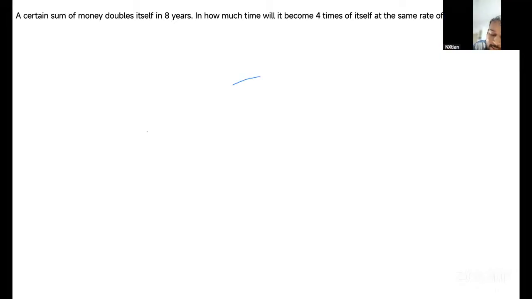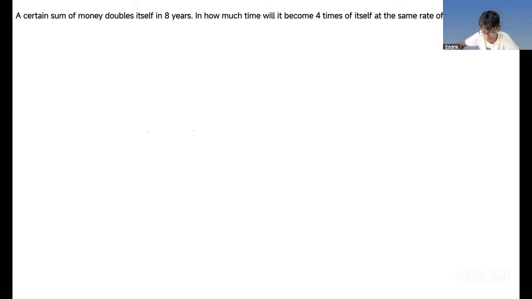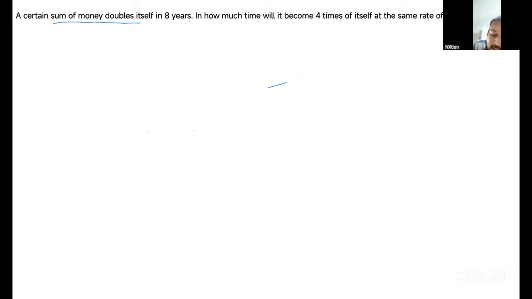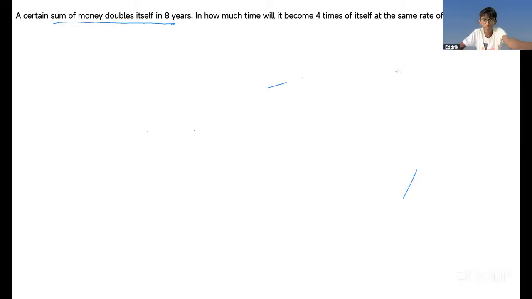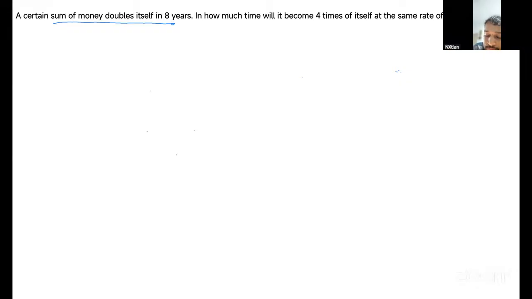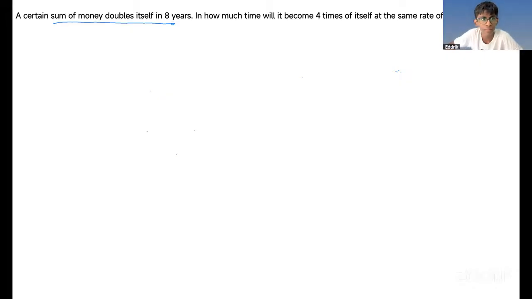Okay, let's check. To find the rate, sir, I think we should take the principal as P, and then we can tell that the amount in 8 years will be 2P. Yeah, 2P. It is written that the amount becomes double of the principal. So it means the sum of money, the principal, will double after 8 years. So the double principal is what? 2P.